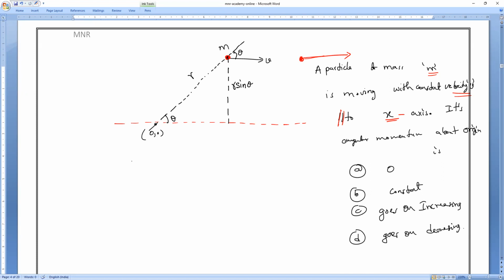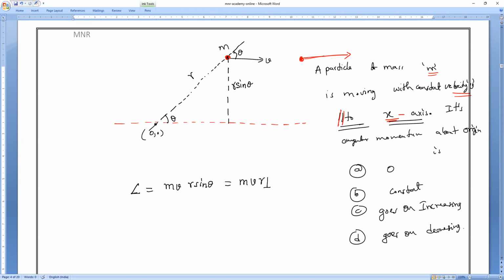So can you tell me the angular momentum at this point? Angular momentum L is equal to what? The formula is m into v into r sin theta, which equals m into v into r perpendicular. Any problem for anybody? Understood? Now, after a certain time, it is moving parallel to the x-axis.